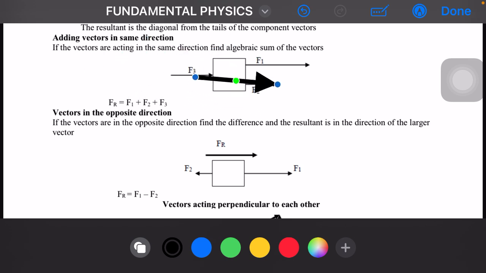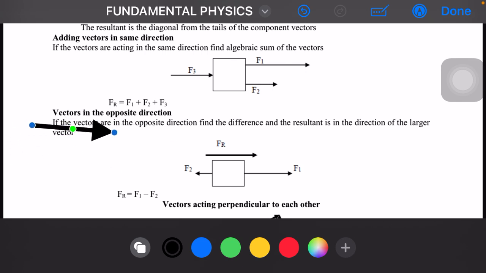Algebraic expressions are simply numbers with letters mixed together. So this is an algebraic expression, this is also an algebraic expression, this is also an algebraic expression. If they go in the same direction, what do you do? Just add them. So you get f1 plus f2 plus f3. That will be your resultant vector. Then go to vectors in the opposite direction.